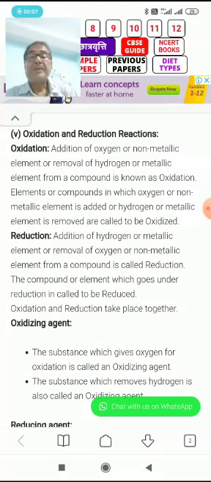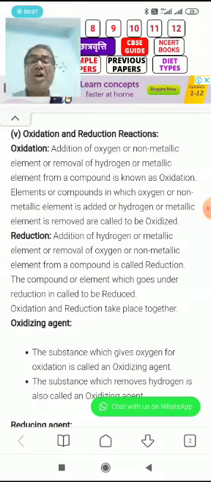Reduction, just reverse: addition of hydrogen or other electropositive element or metallic element, or removal of oxygen or other non-metallic element or electronegative element from a compound is called reduction reaction.